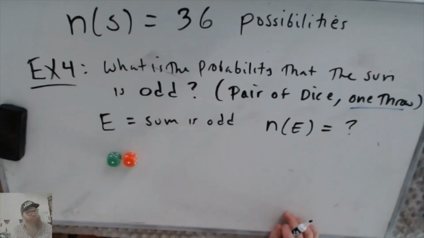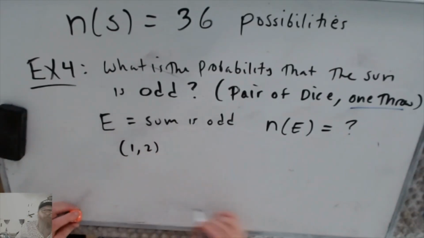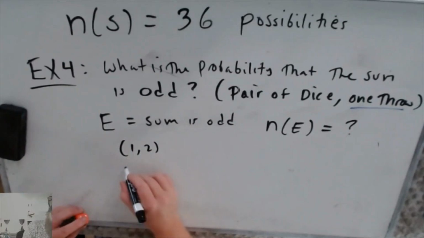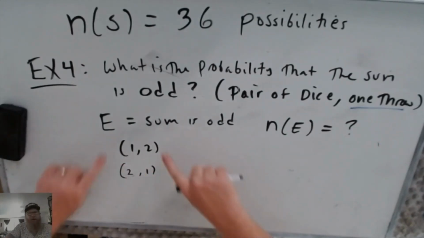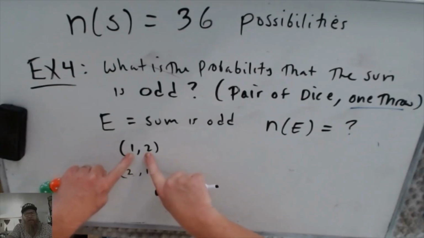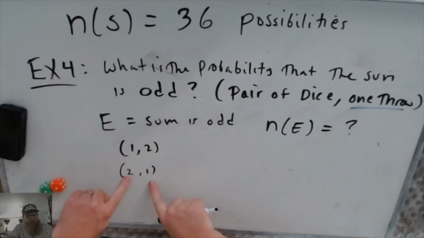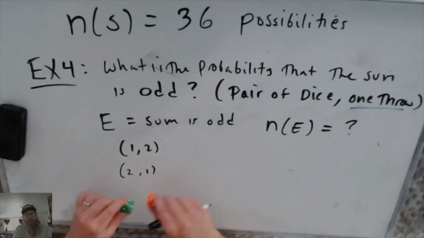One and 1? No. 1 and 2? 1 and 2 is odd. 2 and 1 is odd. So these are actually different outcomes. This means the first die was a 1 and the second die was a 2. This means the first die was a 2 and the second die was a 1. It's one of the reasons why we have the color to distinguish between the two.